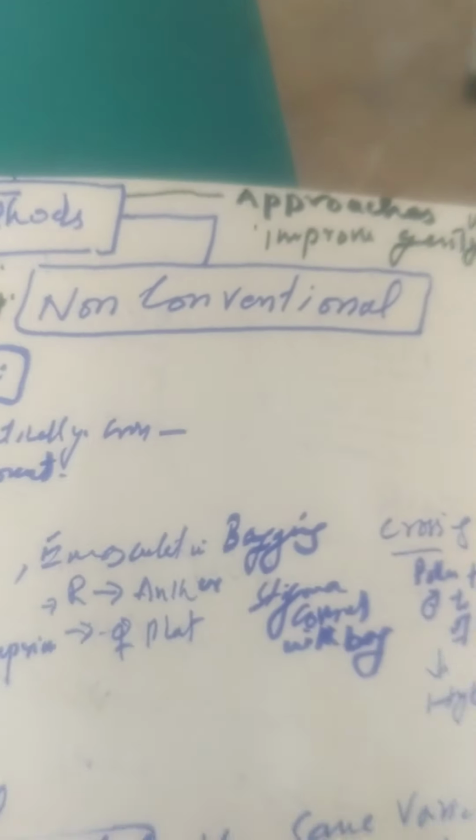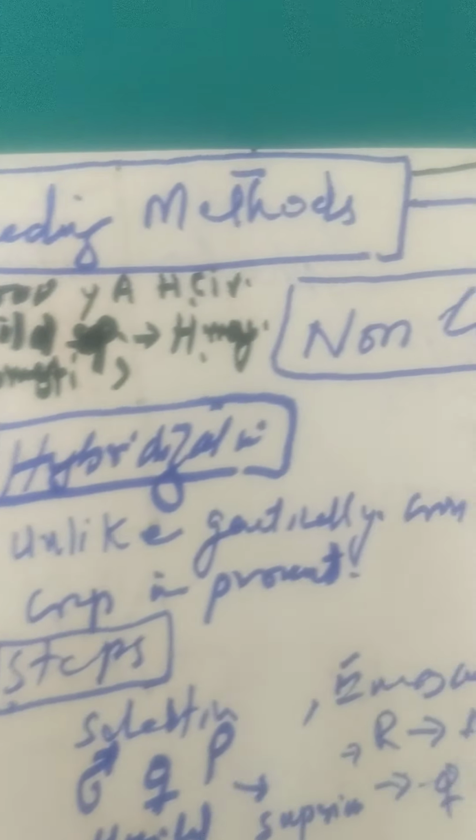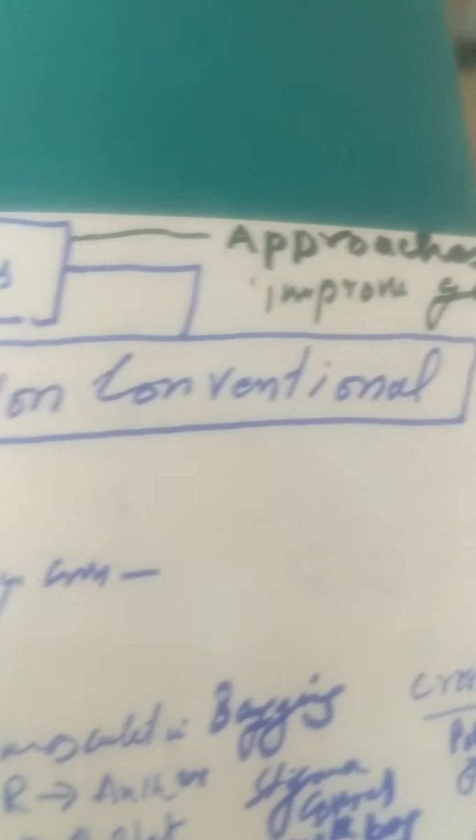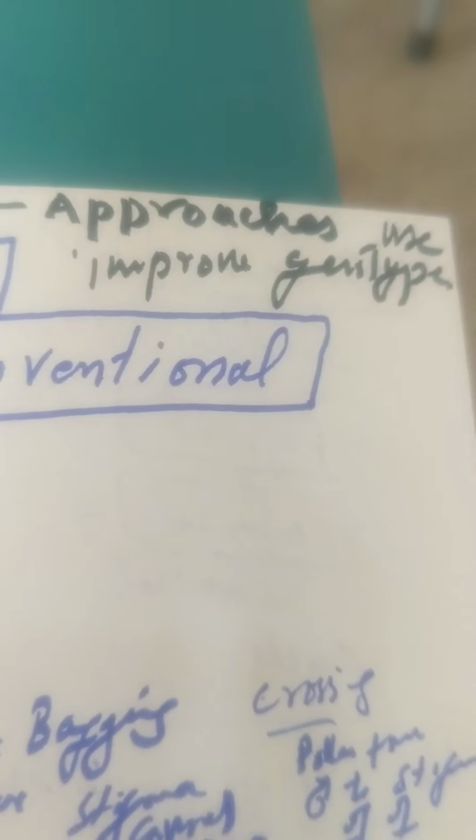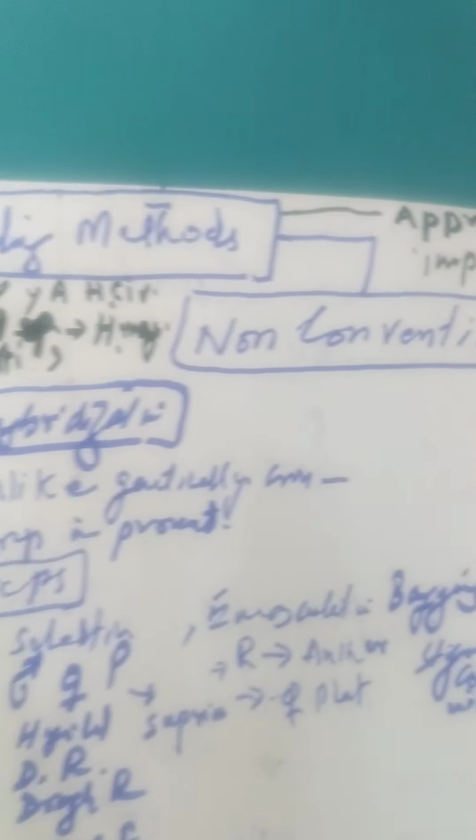Today, the topic in plant breeding and genetics is breeding methods. Breeding methods in crop plants. These are the approaches used to improve the genotype of the plants.